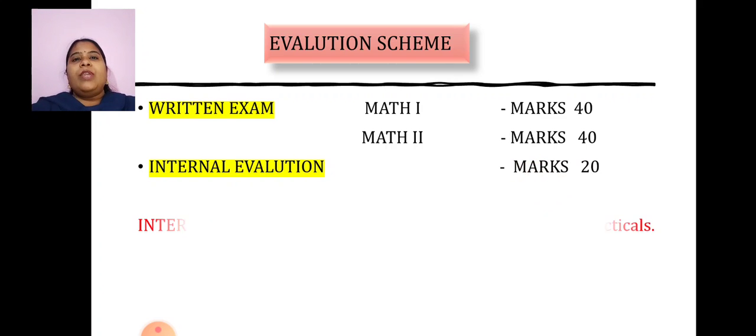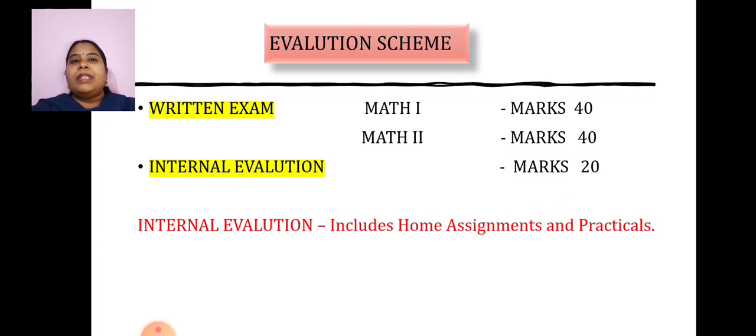Now this internal evaluation will have home assignments and practicals. As you know, we have already done a few. Those will be considered for internal evaluation. So written paper of 40 marks each, algebra 40 that is Maths 1, geometry 40 that is Maths 2, and internal evaluation 20 marks. So a total of 100 marks.